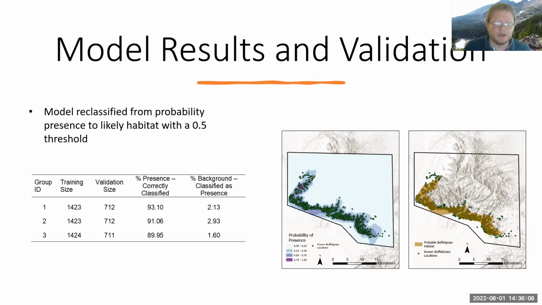We validated this model by taking essentially a third of the data set at random, and then comparing it to the model that was created. And we did this 3 separate times. And the model was able to correctly identify buffalo grass presence about 91% of the time, and only misidentified background areas as presence about 2% of the time. So that was really better than the thresholds that were set out when we first started to build the model.